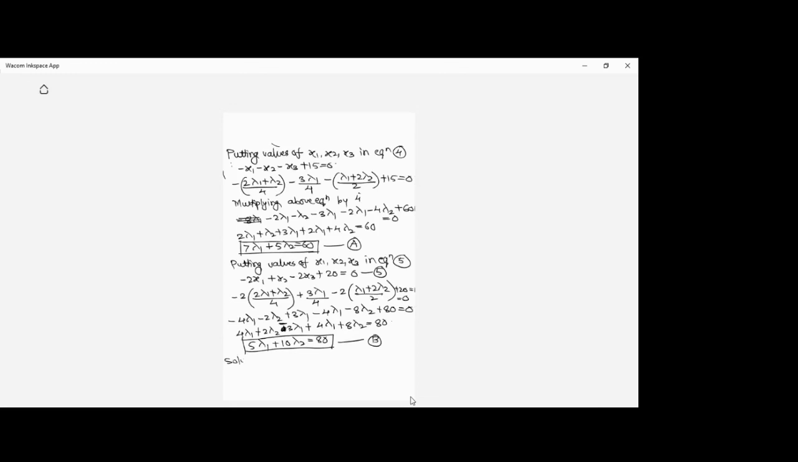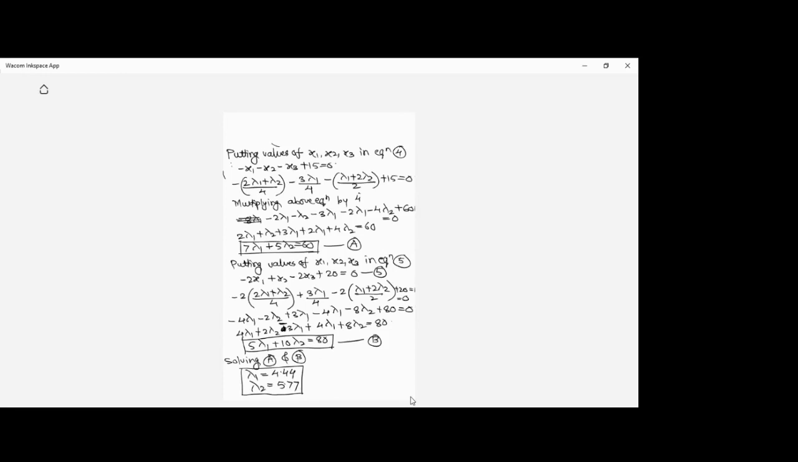So solving A and B, you have two equations and two unknowns. So if you solve this, lambda 1 value is coming out to be, just a second, 4.44, and lambda 2 value comes out to be 5.77, right? So these are two very important values. Now that we have got the values of lambda 1 and lambda 2, can we find out the values of x1, x2 and x3? Yes, we can.